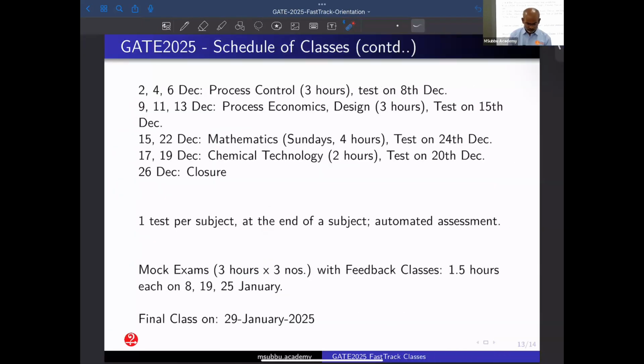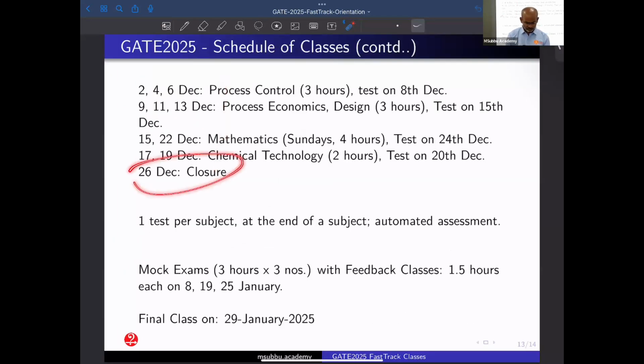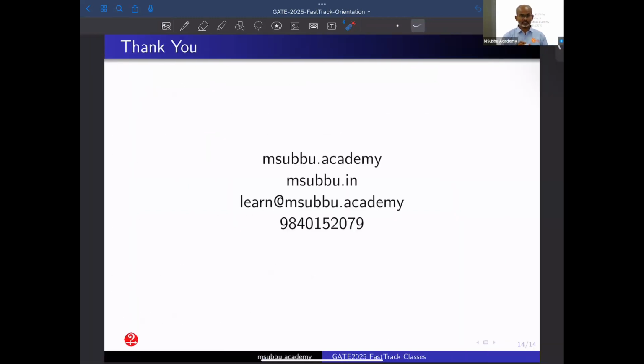After this, we have November and then December. By December, at least by Christmas before New Year, we'll close. We'll even try to close before Christmas, maybe going up to the 26th. Then there will be at least one test for every subject, and 3 mock exams. I will also give some time for discussion, which is what is called feedback sessions. The final class we'll have on the 29th. So with that, whatever I wanted to say is covered.